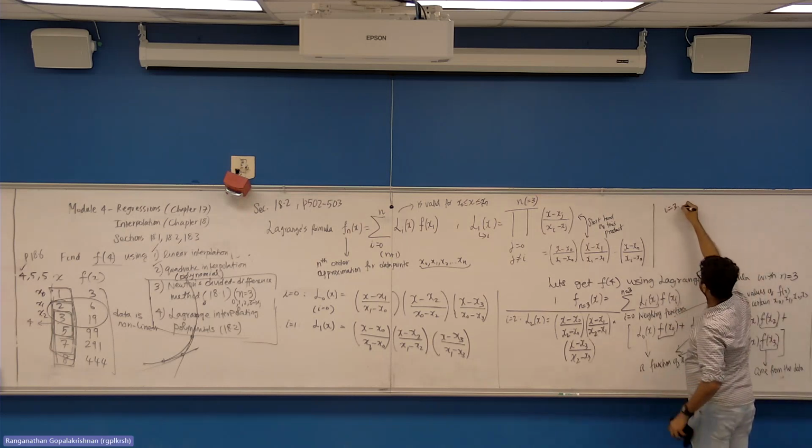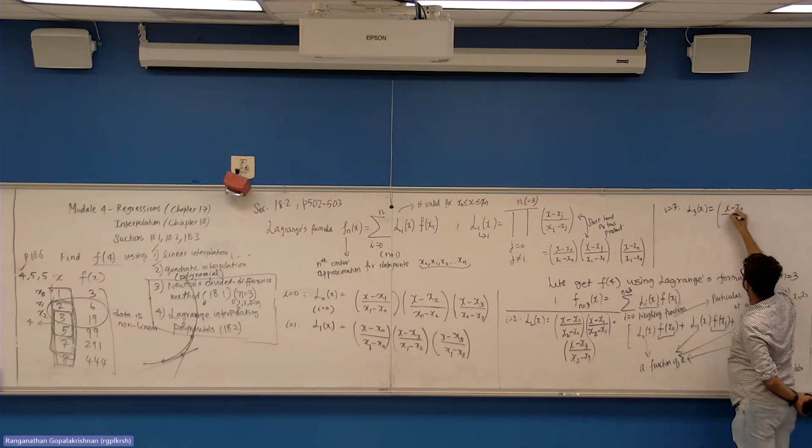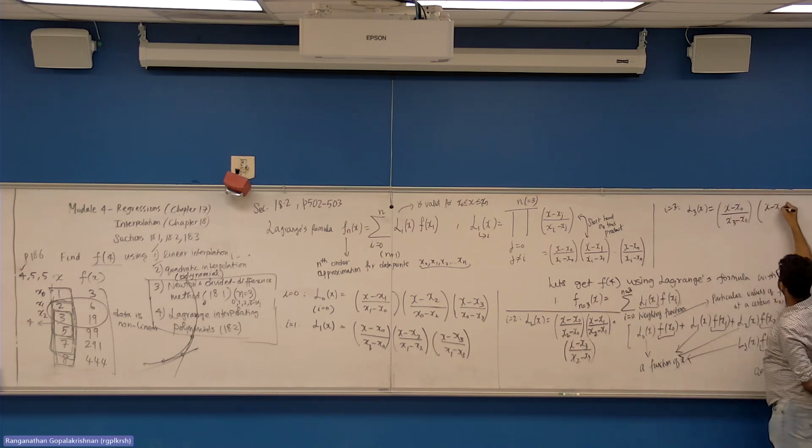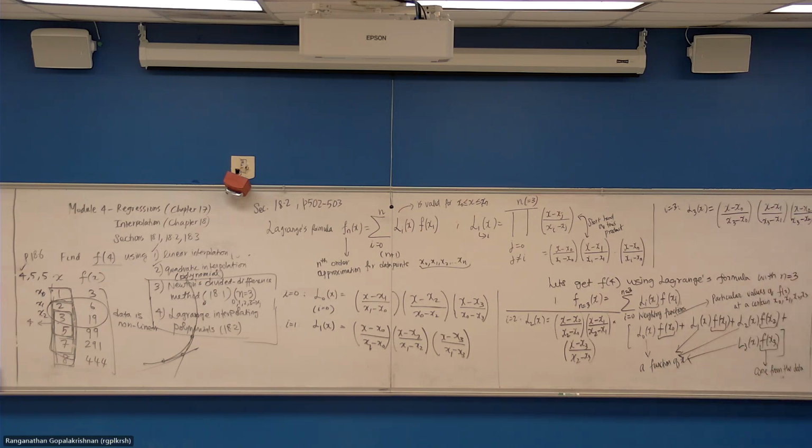And for i equal to 3, L3 of x is x minus x naught divided by x3 minus x naught, multiplied by x minus x1 divided by x3 minus x1 times x minus x2 divided by x3 minus x2. These are your weighting functions L0, L1, L2 and L3. Is it okay?